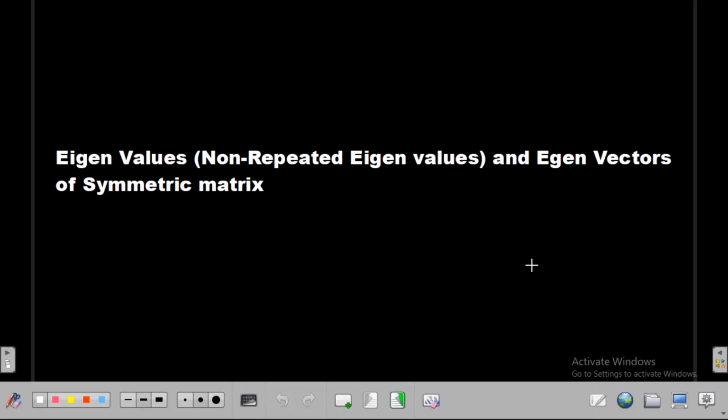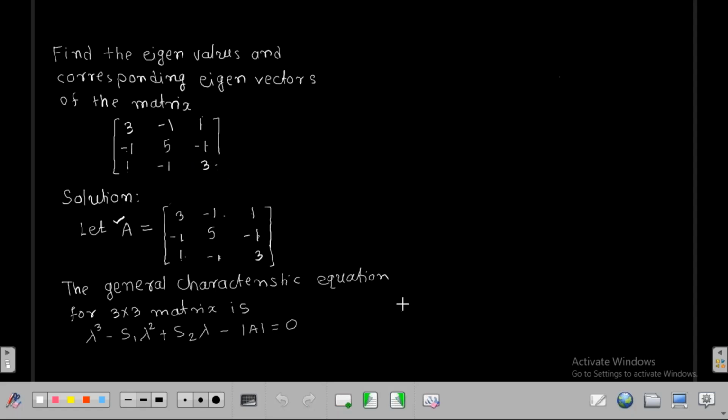In this video, we are going to discuss the example on eigenvalues and eigenvectors of a symmetric matrix. Here the eigenvalues are non-repeated. So this is an example of a symmetric matrix. You see the diagonal numbers here 3, 5, 3, and the opposite off-diagonal numbers are -1, -1, +1, +1, -1, -1, which are equal numbers. That means this is a symmetric matrix.